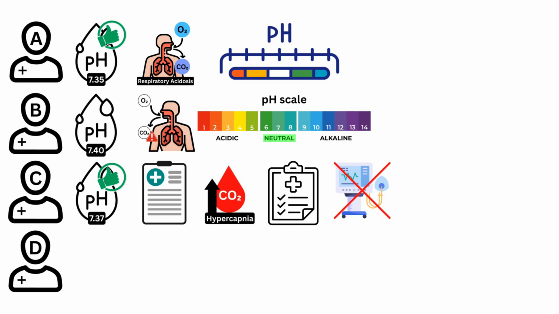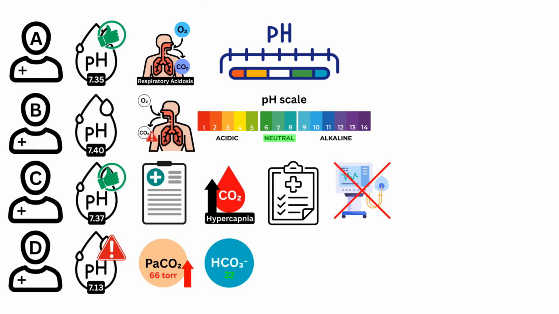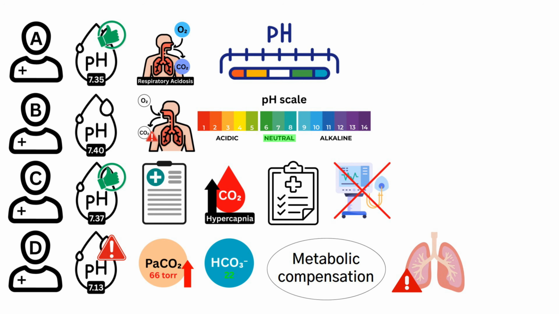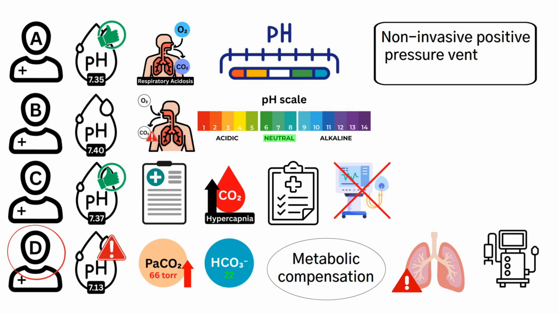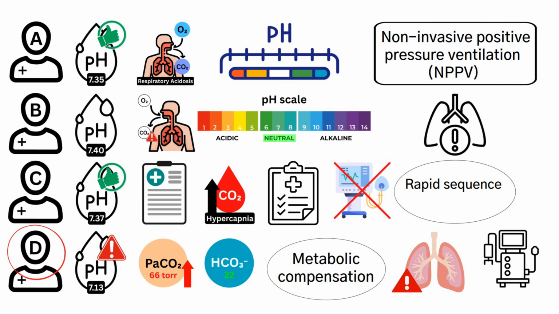Patient D, however, is very different. The pH is 7.13, which indicates severe, life-threatening acidosis. The PaCO₂ is elevated at 66, and the bicarbonate level is normal at 22, showing little to no metabolic compensation. This points to acute or uncompensated respiratory failure. Therefore, patient D is the one in urgent need of ventilatory support. Non-invasive positive pressure ventilation may be attempted, but if the patient fails to improve or deteriorates, immediate intubation and mechanical ventilation will be required.